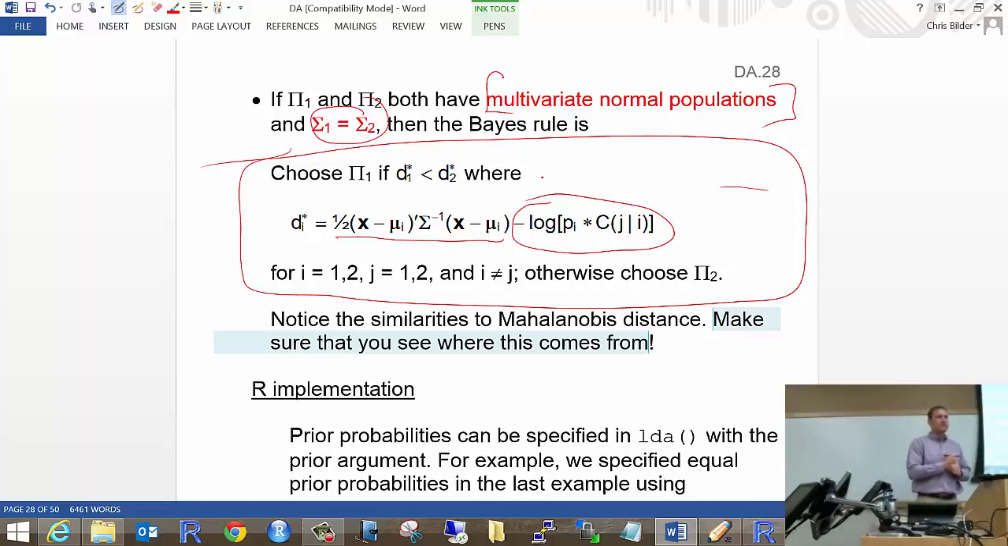Looking on page 5, the Mahalanobis distance has a 1/2 in front of it. Where's the 1/2?